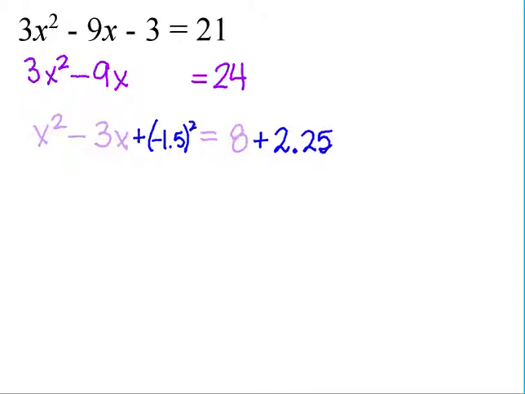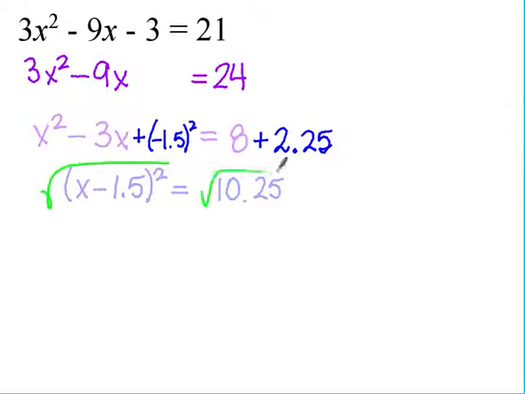2.25. Very good. So then now on the left side, what do you get? 10.25. X minus 1.5 squared equals, what do I get on the right side you were going to say, Nick? 10.25. What do you do now? Square root. So I'm going to use the plus or minus. So I get x minus 1.5 equals what?